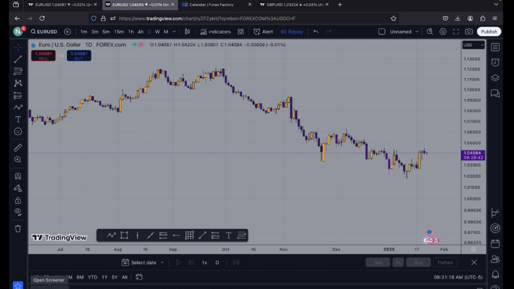Now, FVGs are actually PD arrays, but why do I have to single them out? It's because this strategy is based off of trading FVGs, and with FVGs you have virtually everything you need. You can build a super strong model with just FVGs.